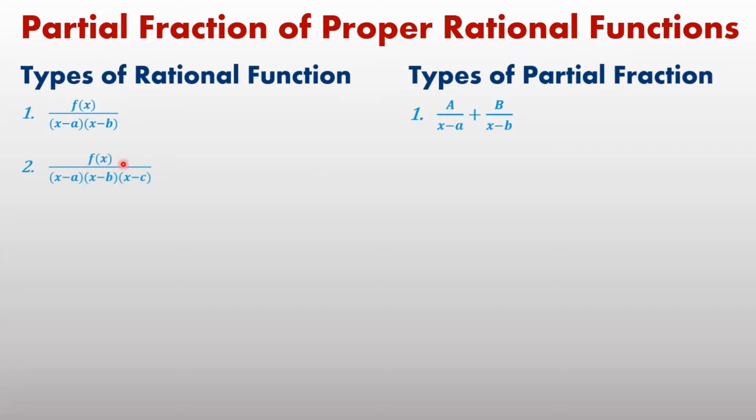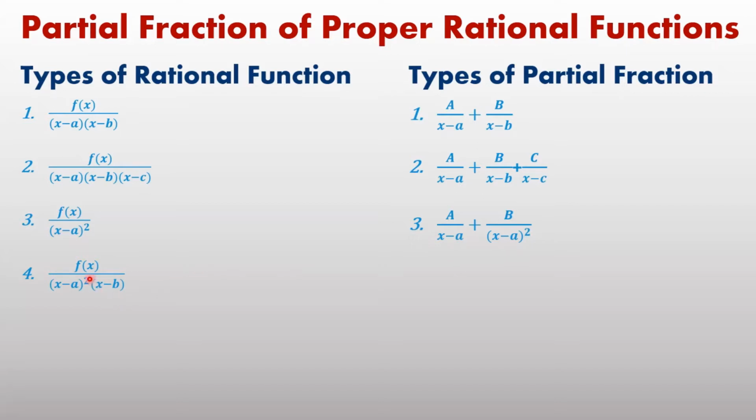Here, if a proper rational function is given in the form of f(x) upon, in the denominator 3 factors are there, then we can write the partial fraction as A upon (x minus a) plus B upon (x minus b) plus C upon (x minus c). If the function f(x) upon (x minus a) whole square is given, then as a partial fraction we can write it as A upon (x minus a) plus B upon (x minus a) whole square.